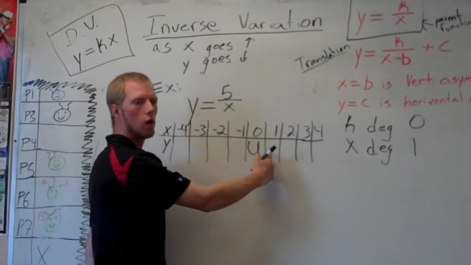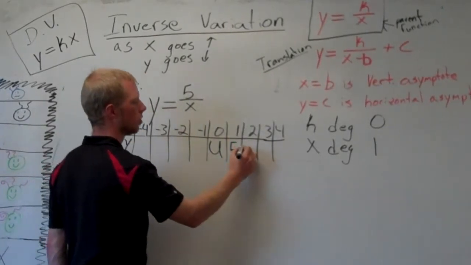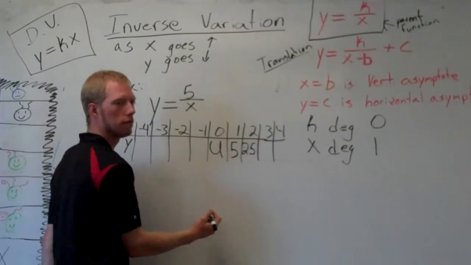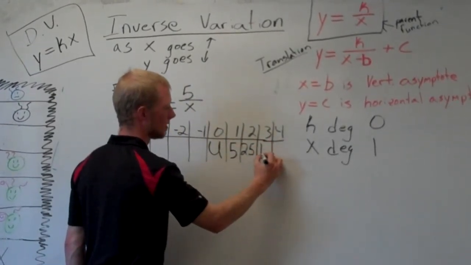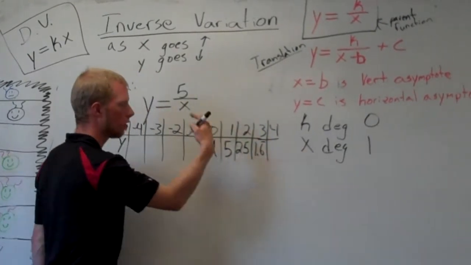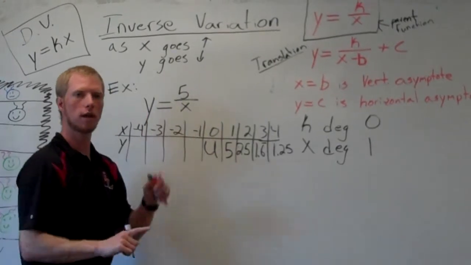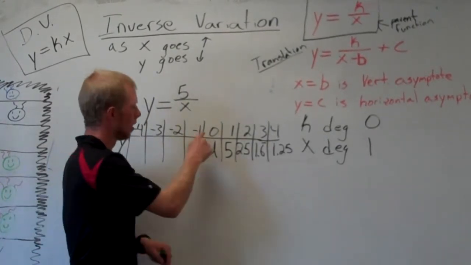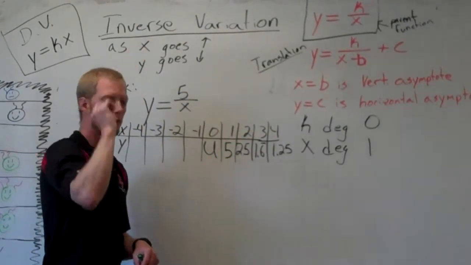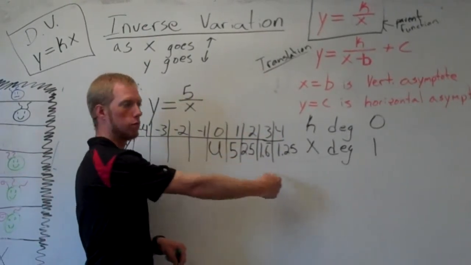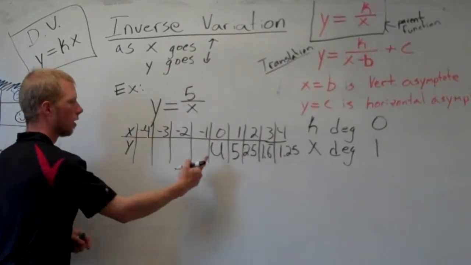Over here, if I put in 1, 5 divided by 1 is 5. 5 divided by 2 is 2.5. 5 divided by 3 is 1.6 repeating, and 5 divided by 4 is 1.25. And so here's where we get our pattern of inverse variation. As x goes from 1 to 2 to 3 to 4, going up, y is going from 5 to 2.5 to 1.6 to 1.2, going down.